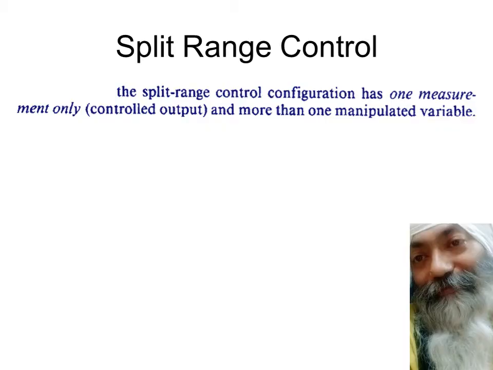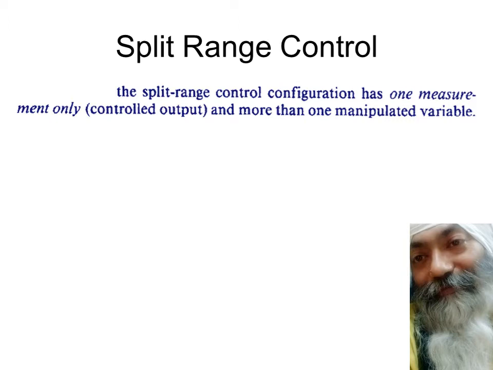Friends, we shall be discussing split range control in today's session. Just at the outset, I can say that the split range control configuration has one measurement only, but more than one manipulated variable. It's just opposite to the selective control, where we had more than one measurement and only one manipulated variable. It's just the reverse of that.